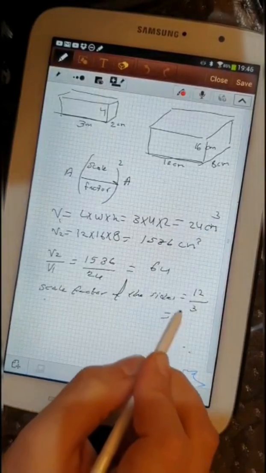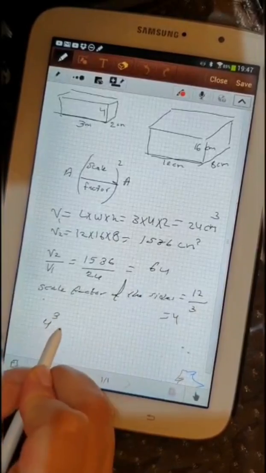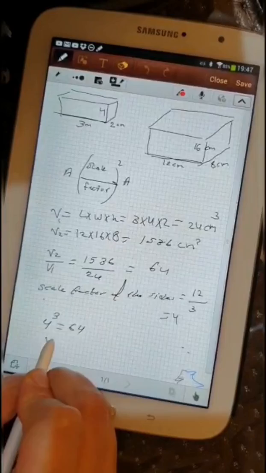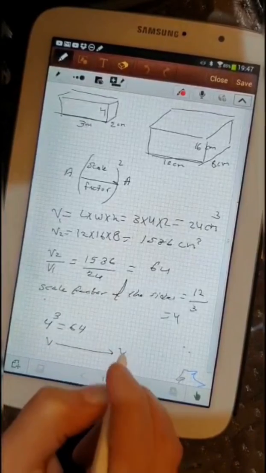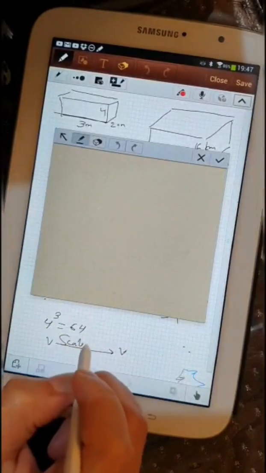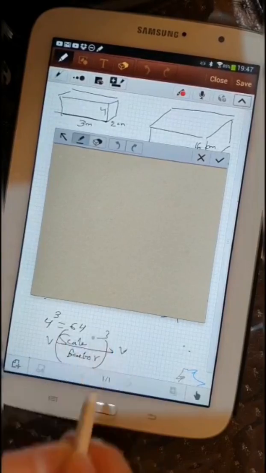So what will happen to 4 to get 64? We know that 4 to the power of 3 will become 64. So this means if I want to compare one volume to another volume using the scale factor, I need to make it to the power of 3.